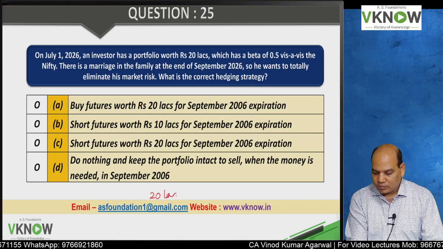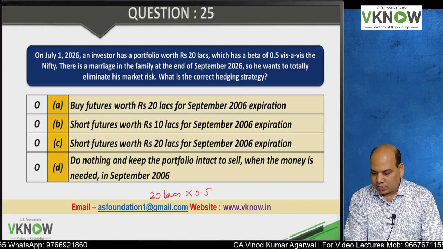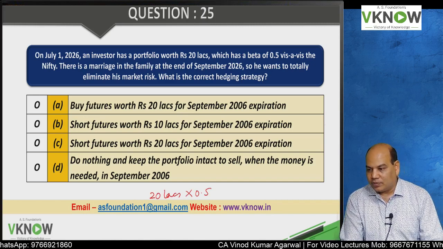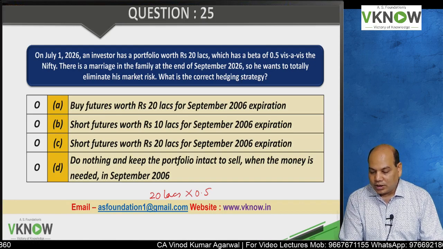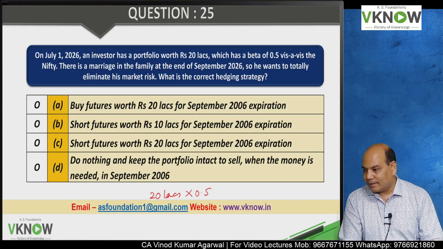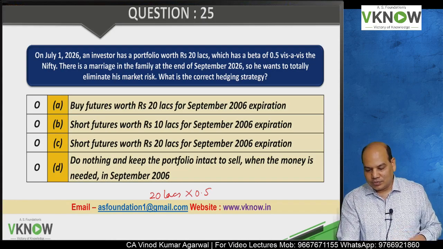20 lakh into beta 0.5. There is a marriage in the family. At the end of September 26, he wants to totally eliminate the market risk. What is the correct hedging strategy?